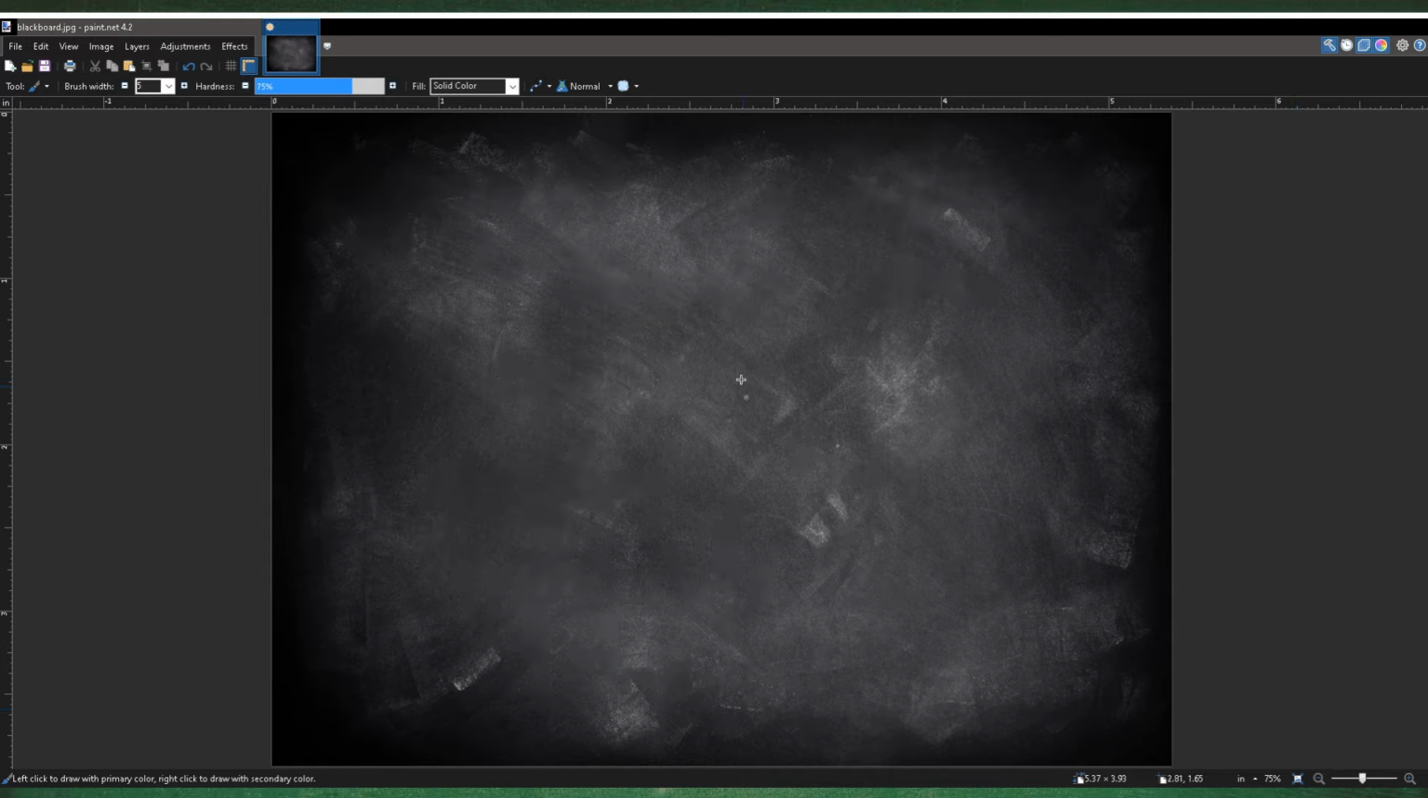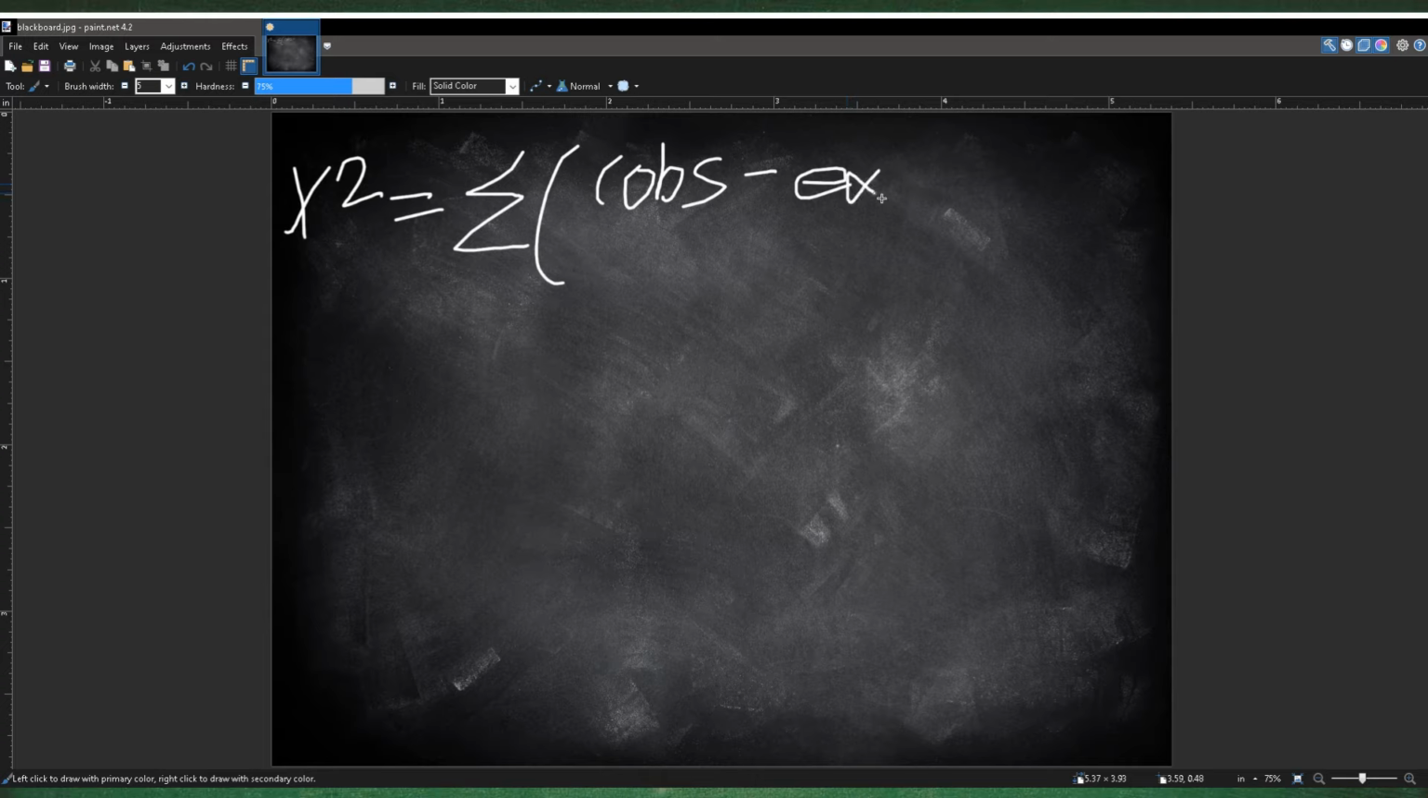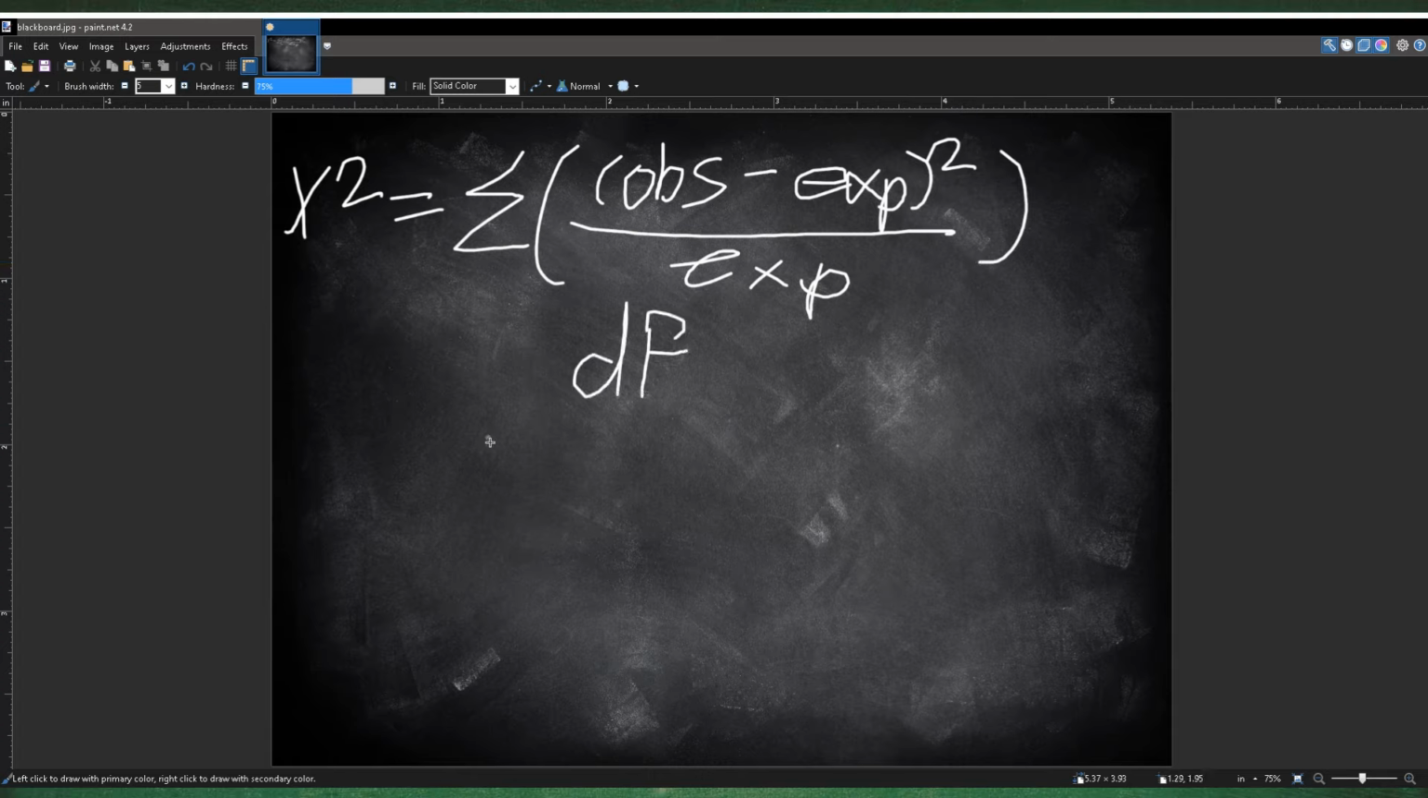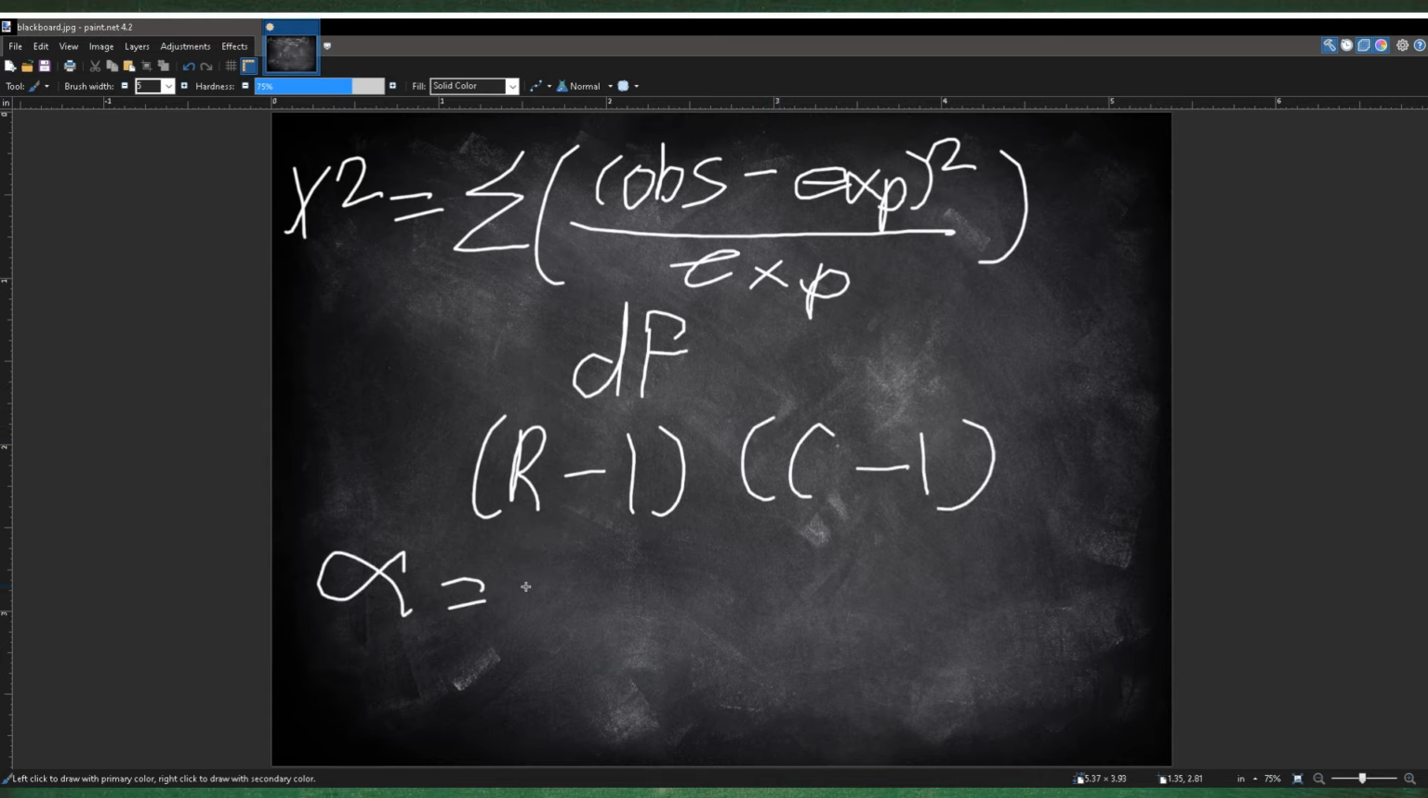And now we do the mechanics, which is the math. So our x squared is basically the same thing as how we did for the homogeneity. It's the observed minus the expected, square that, divided by the expected again. And that has a degree of freedom, like a T model, of the rows minus 1 times the columns minus 1. And then you have an alpha level of 0.05, unless they change it to like 10% or something. And then you put your p-value and you draw a picture.